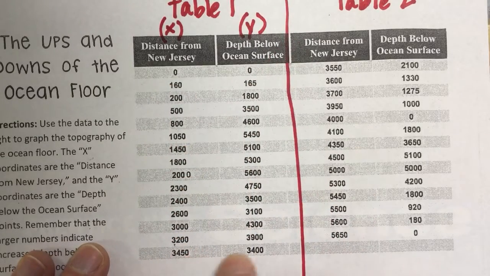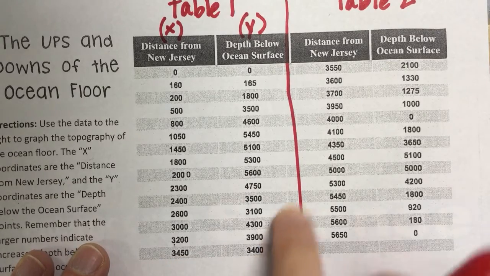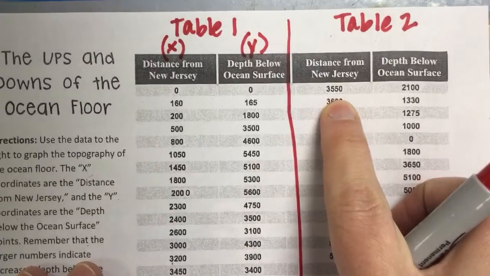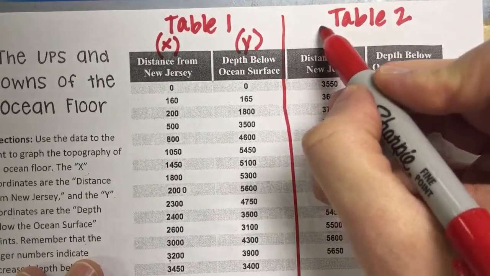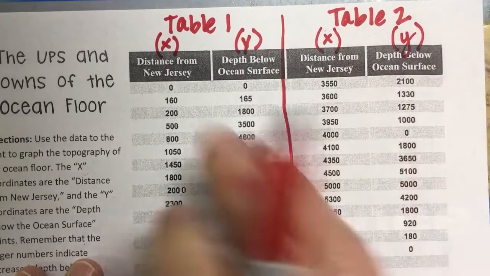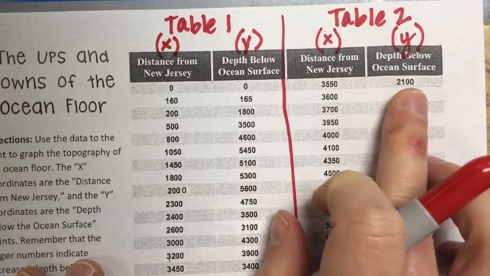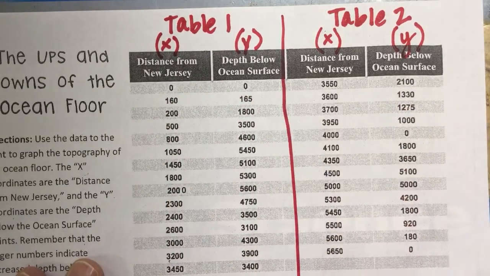You're going to get down to the bottom here, 3,450 and 3,400, and the next point is at the top of this table. And then you're going to plot all of these points. And again, this is your x value, this is your y value. And you might want to just write that at the top, just so you remember, I've got to plot all these points, I've got to plot all these points.